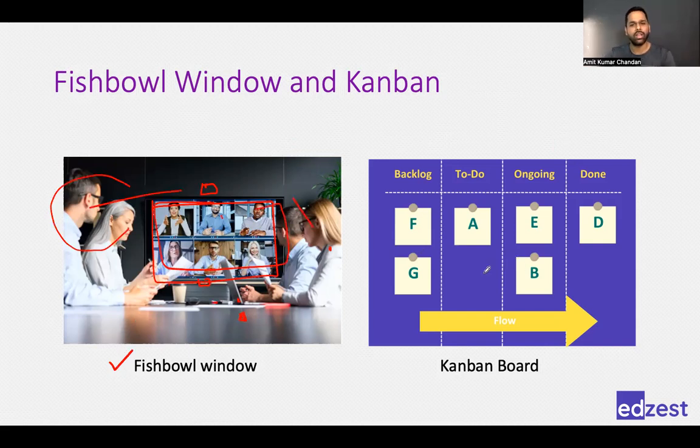Kanban board is a flow of work. It will help us in understanding the flow of work: when did A move from backlog to to-do, then to-do to doing, then doing to done. It will help us in understanding if we have any bottleneck in any of the tasks. But if you want to address the communication, fishbowl window is better.